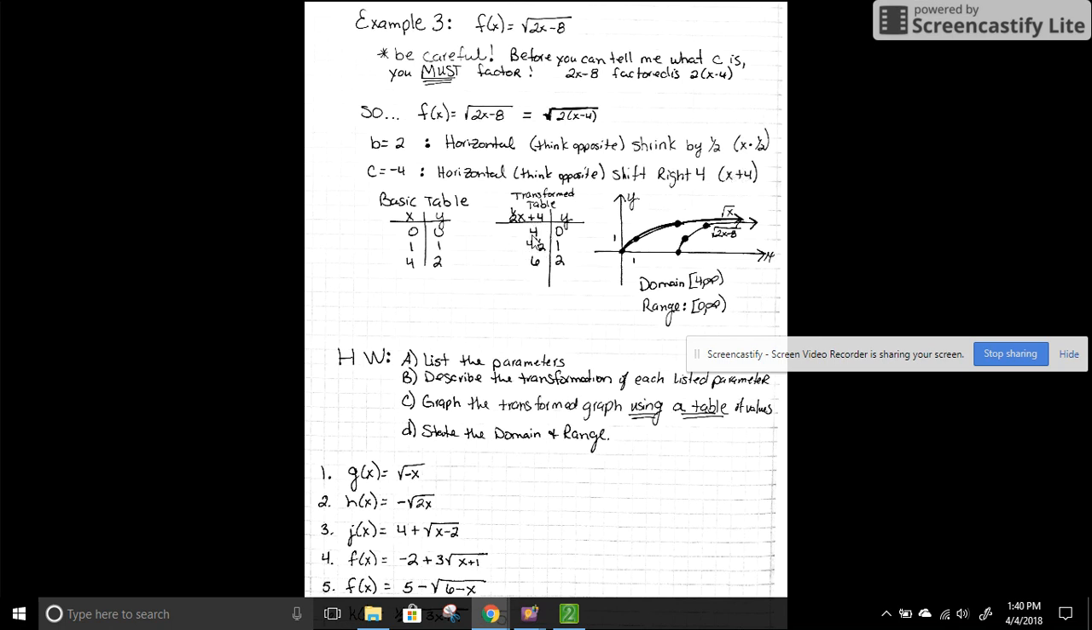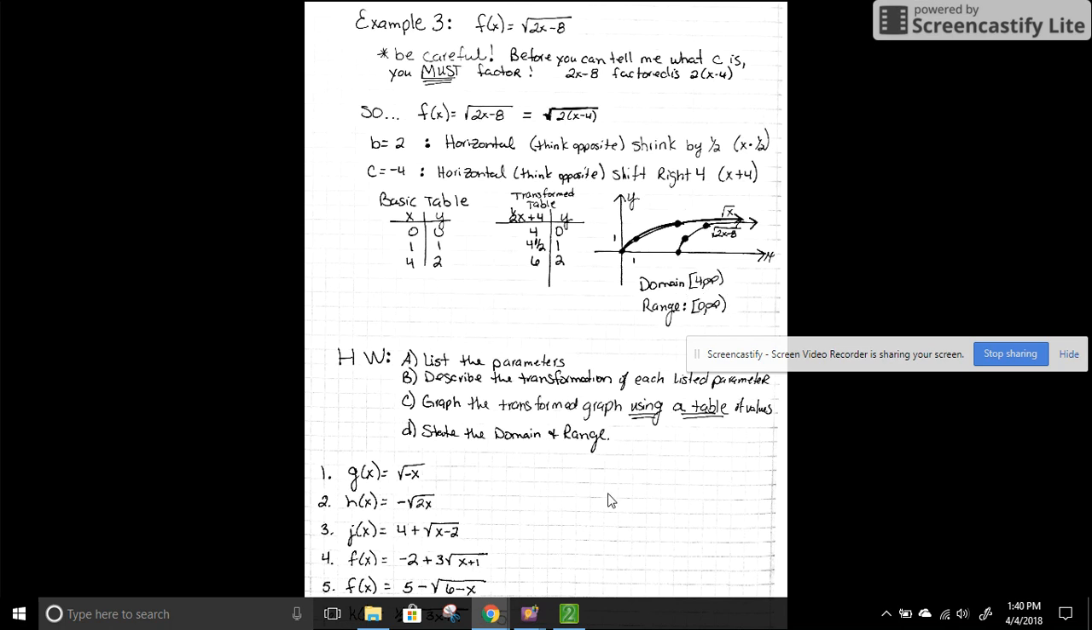So I did the math, created a table, got my new points. My domain and range comes from the coordinates of that new endpoint. That endpoint is (4, 0). Put brackets. They're both included, and that's the start of my domain and range.